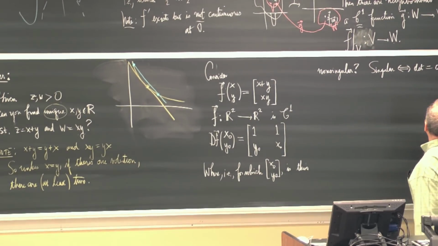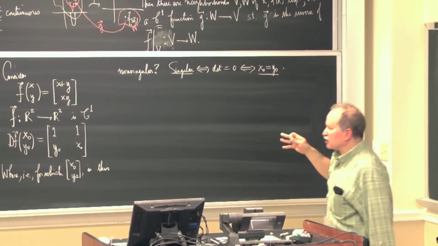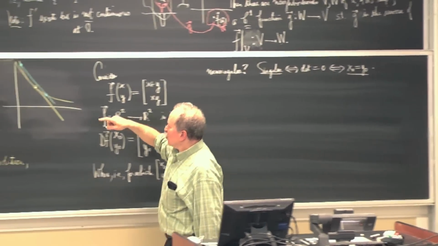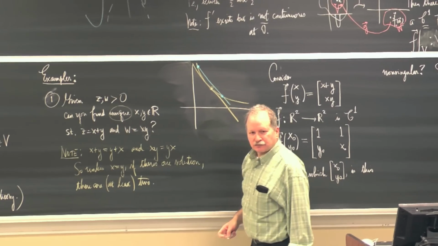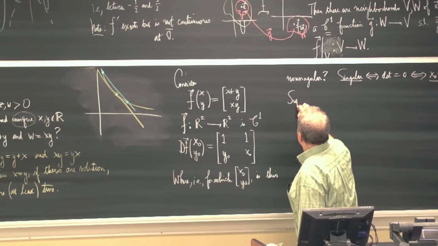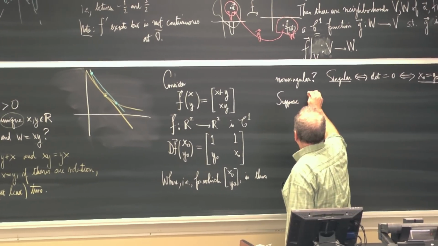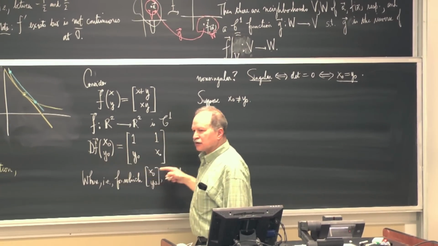So the fact that this matrix is singular when x and y are equal is not surprising you, because things go kerflooey when you're at a point where x equals y. Okay, so suppose x naught and y naught are different, then this matrix is non-singular.